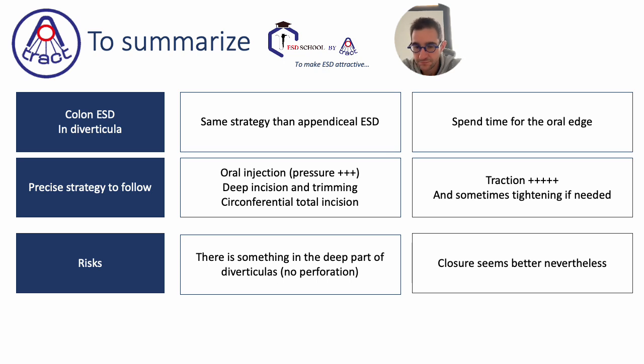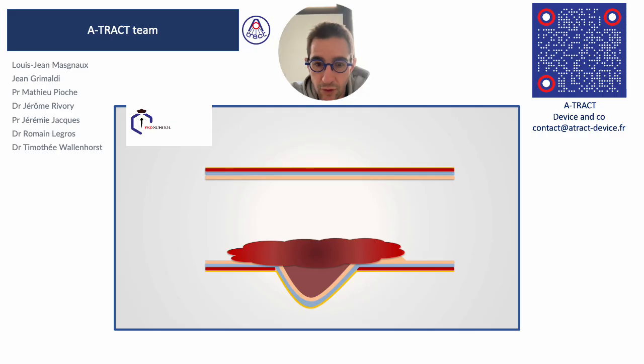I think it is quite impossible to do it without traction, at least for me. And sometimes tightening is needed to increase traction during the procedure. There is something in the deep part of the diverticula. It's not a complete perforation, but nevertheless, closing seems better to stay safe and avoid delayed damage of the wall.